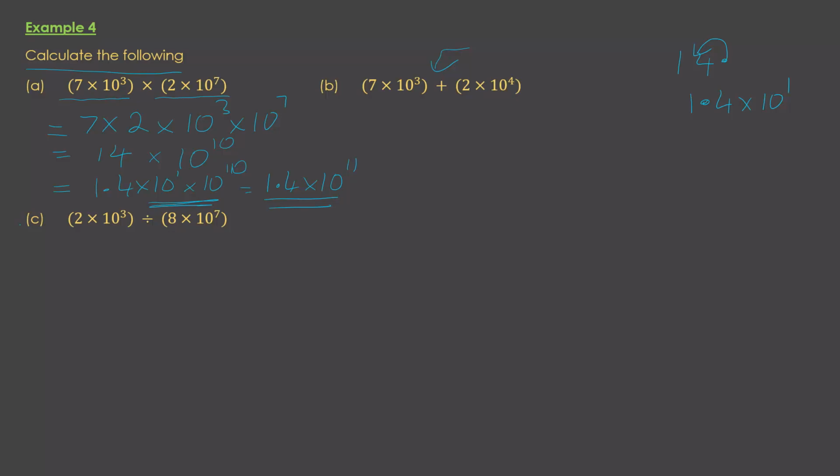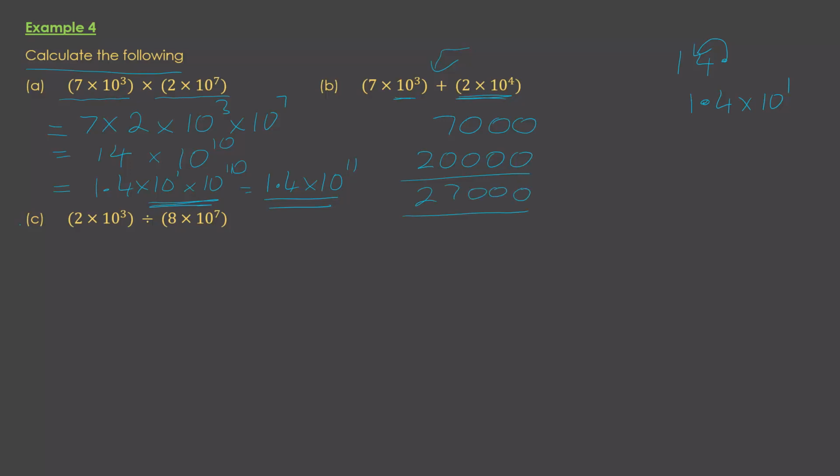And there's no really simple way of doing that. The best way of doing it is to take the numbers out of scientific notation. Remember that 10 cubed is 1,000. So 7 times 10 cubed is just 7,000. 2 times 10 to the 4 is 20,000. Add the two numbers together and we get 27,000.